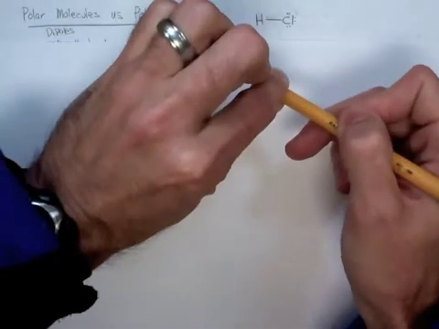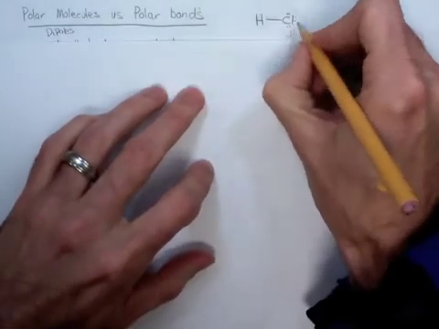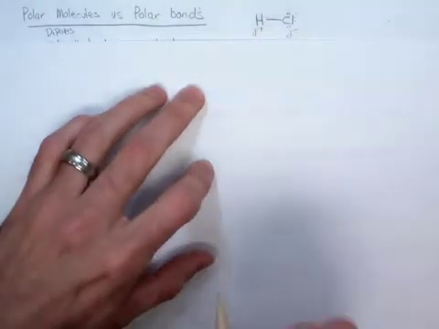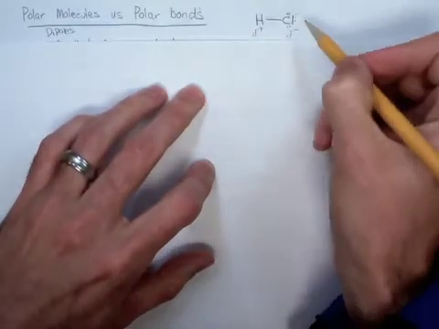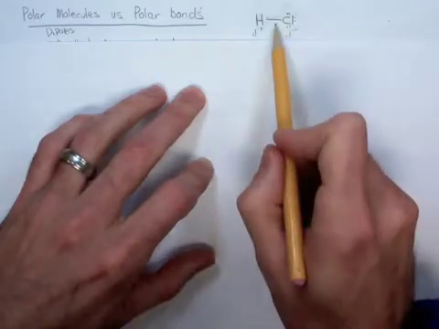Take a look at this molecule right here. There's only one bond in this molecule, and you should be able to figure out that this end right here would be delta negative, and this end would be delta positive. That's because the chlorine is more electronegative. What that means is that electrons are being pulled more towards the chlorine. So this is a polar bond.